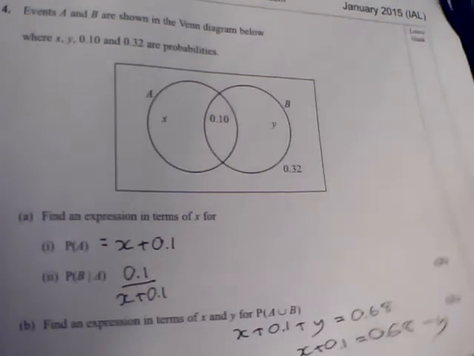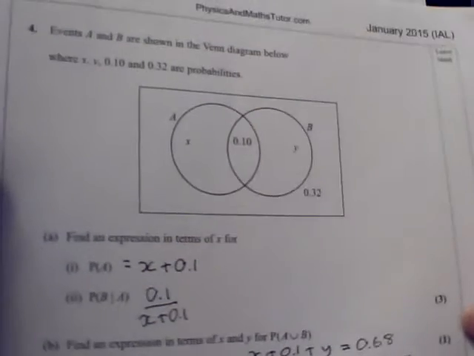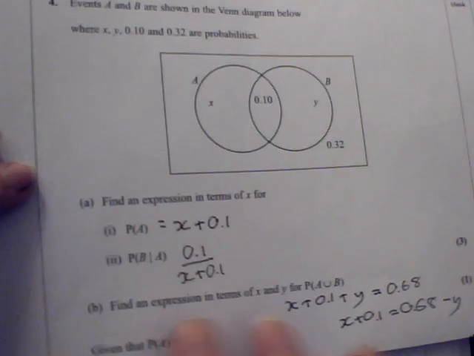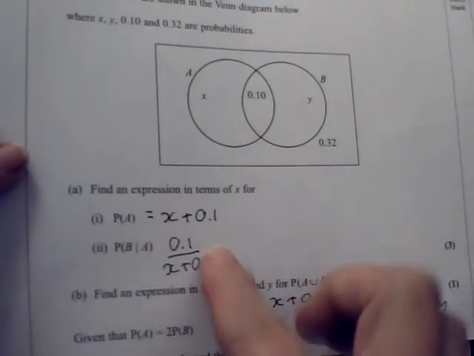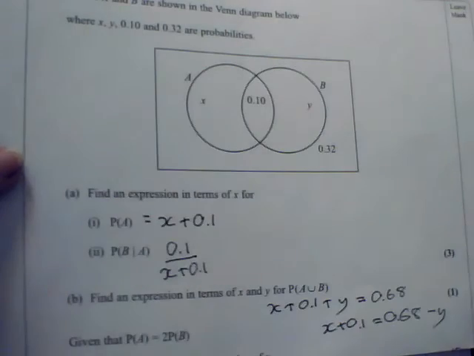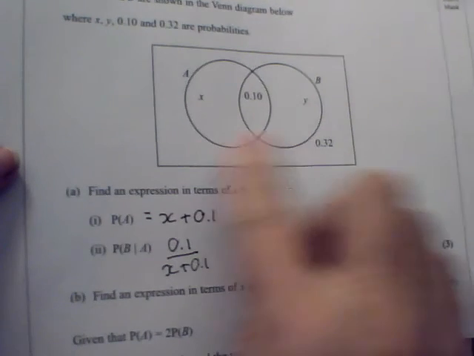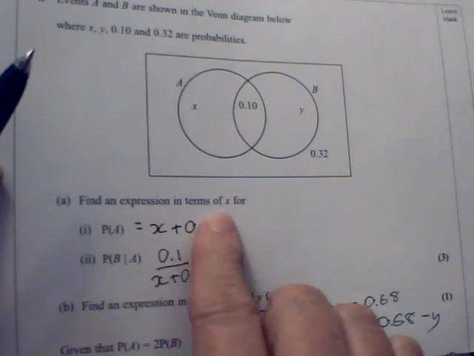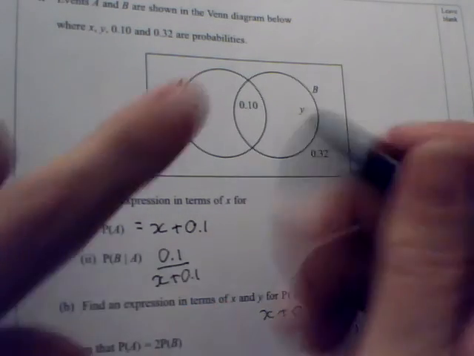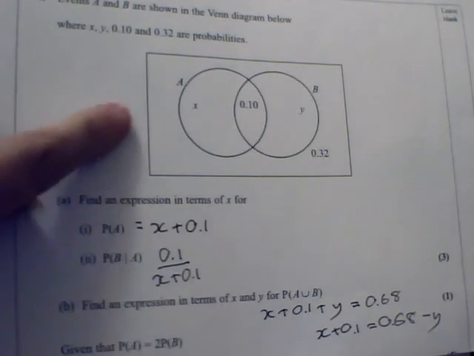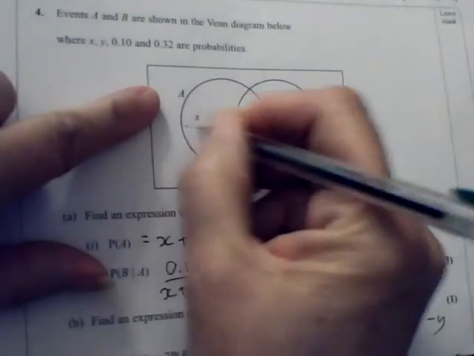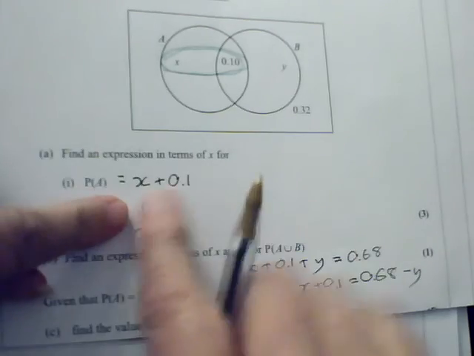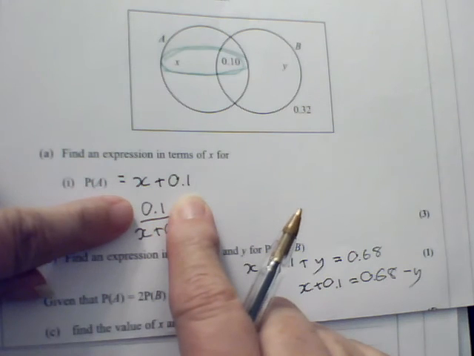Okay, question 4. Sadly, the only sheet I've got with the question on, I've already written all over, which is a bit annoying, but anyway, I'll talk you through it. Really easy question this was. Events A and B are on the Venn diagram, and they've filled everything out except for x and y. Find the expression in terms of x for the probability of A. Well, the probability of A is obviously going to be this plus this, isn't it? So the probability of A is just x plus 0.1.